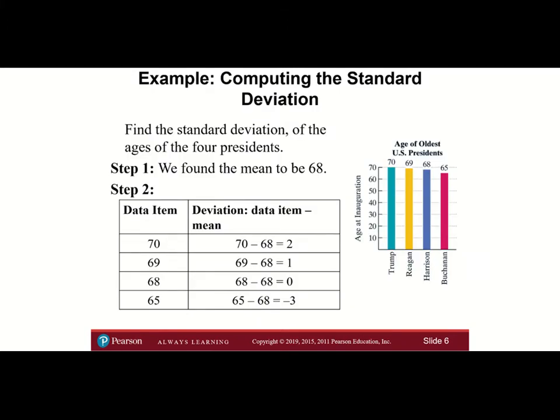All right, so we found the mean age of the 4 presidents to be 68. For the deviation, you take each data point and subtract the mean. We took 70 minus 68, which is 2. 69 minus 68 is 1. 68 minus 68 is 0. And 65 minus 68 is negative 3. So these are the deviations from the mean.